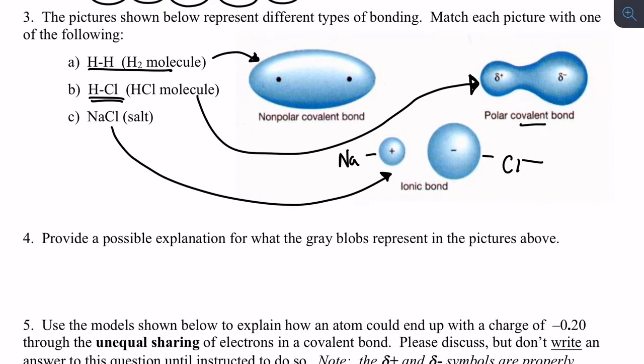Provide a possible explanation for what the gray blobs represent in the picture above. So you might have guessed that these represent electron density or some sort of electron cloud or the electrons surrounding the nucleus, and that would be correct. So that is what they are representing.